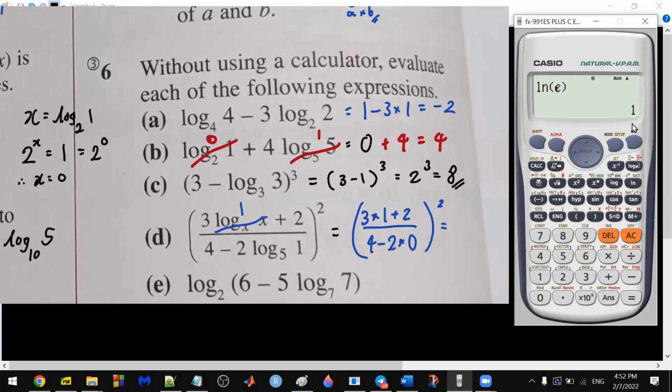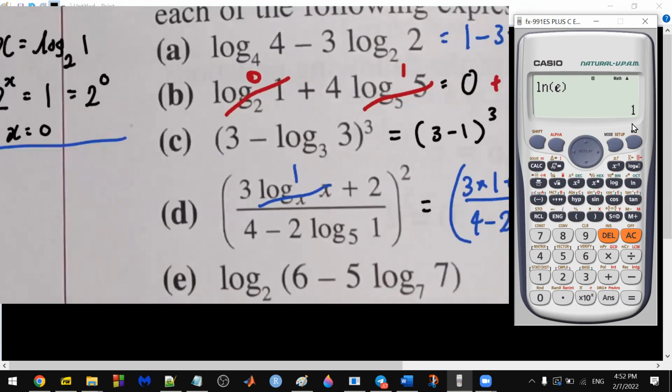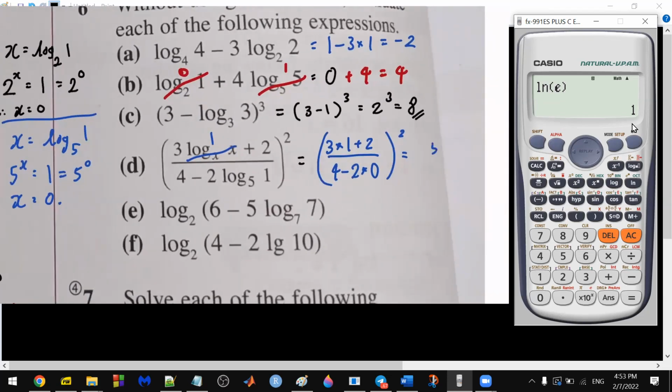Let's just do a quick check why that should be the case, or why should it be a 0. So let x equal to log 1 base 5. Then just bring the base up, 5 power x equals 1. But 1 is just 5 power 0. Then x equals 0, exactly. Right? Okay. Let's just get the answer first. 3 times 1 is 3, 3 plus 2 is 5. 4 minus 2 times 0 is 4 minus 0, which is 4. Power 2, so 25 over 16.